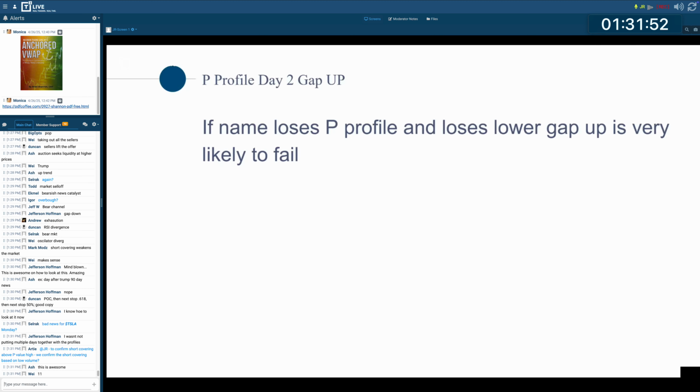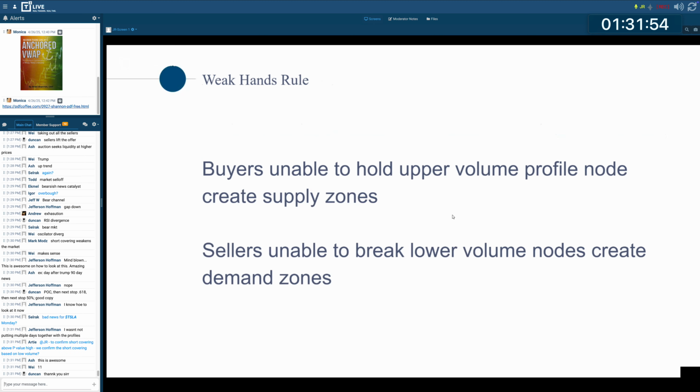Okay. Next one, the weak hands rule. Rule 3 of 21. This is awesome, says Ash. All right. Buyers unable to hold upper volume profile node create supply zones. Sellers unable to break lower volume nodes create demand zones. This is pretty obvious. I'd say 90% of you guys ignore this, like all the time.